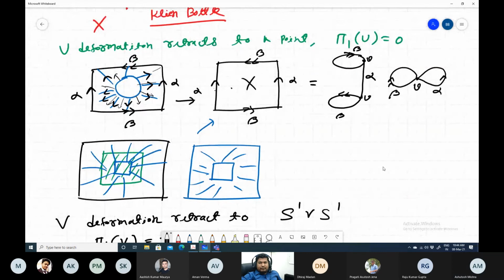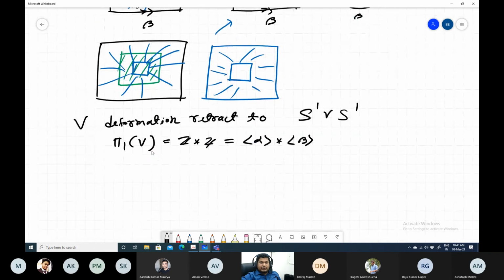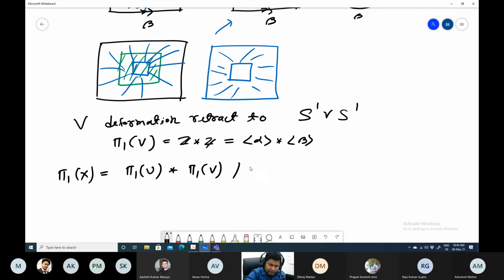Okay, sir. So now this is a circle S1 with S1. For that we take one as alpha and another as beta. Therefore pi 1 of V will be alpha star beta. Okay, fine. Now what is my fundamental group of X? The fundamental group of X will be pi 1 of U star pi 1 of V quotient with N. Now that is 0 and that is N, so that is alpha star beta quotient with N. Now what is N here?